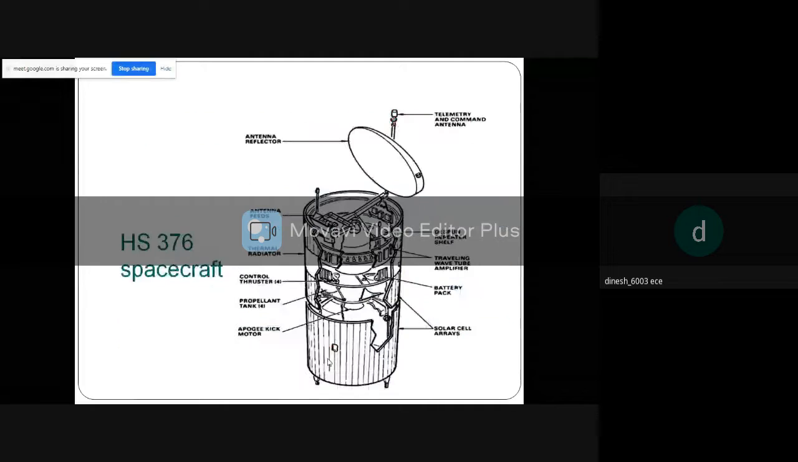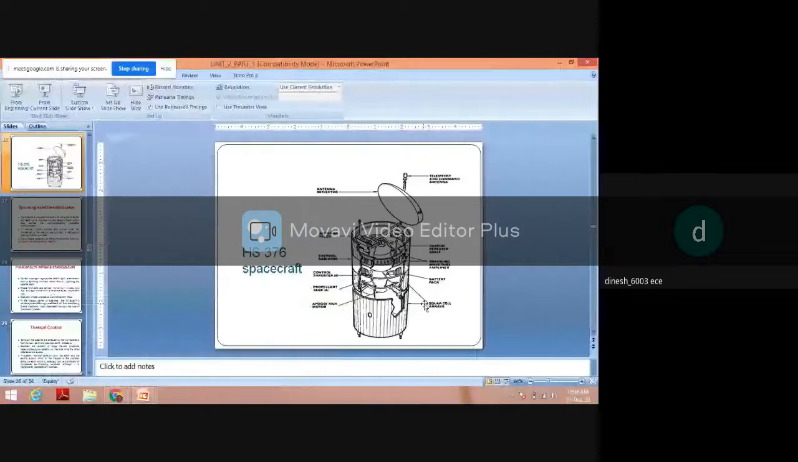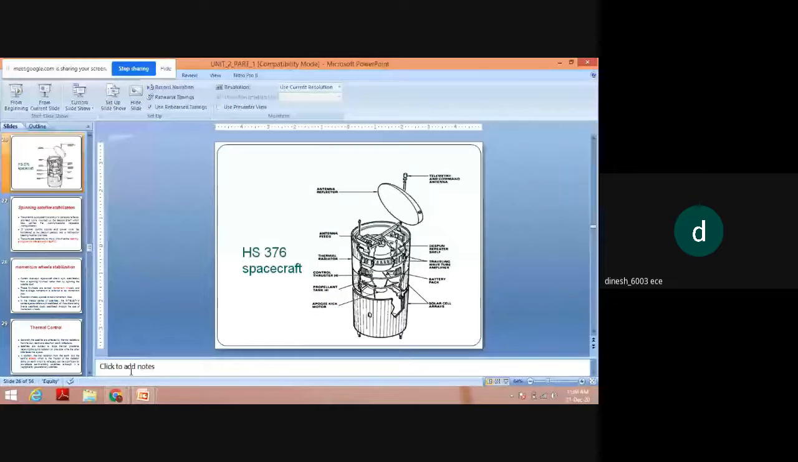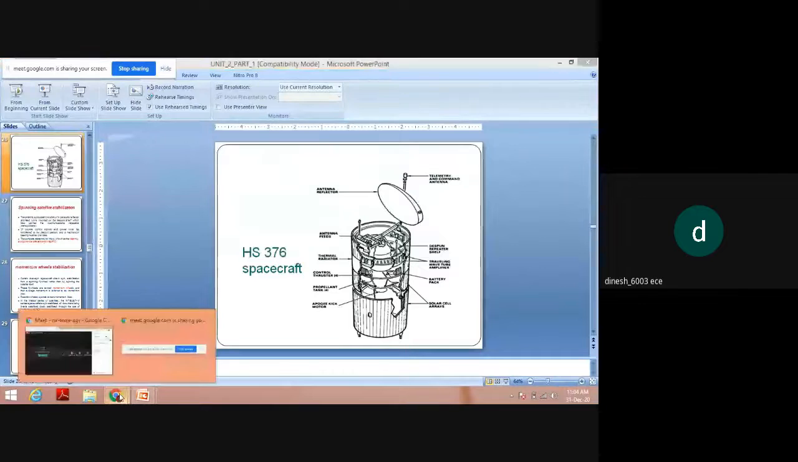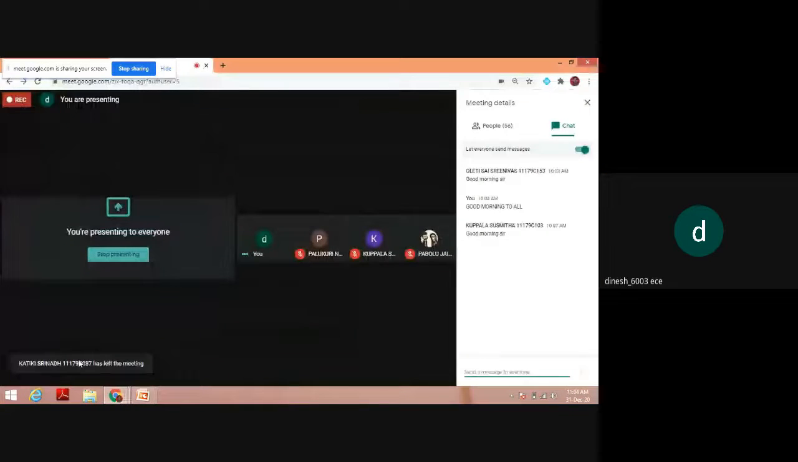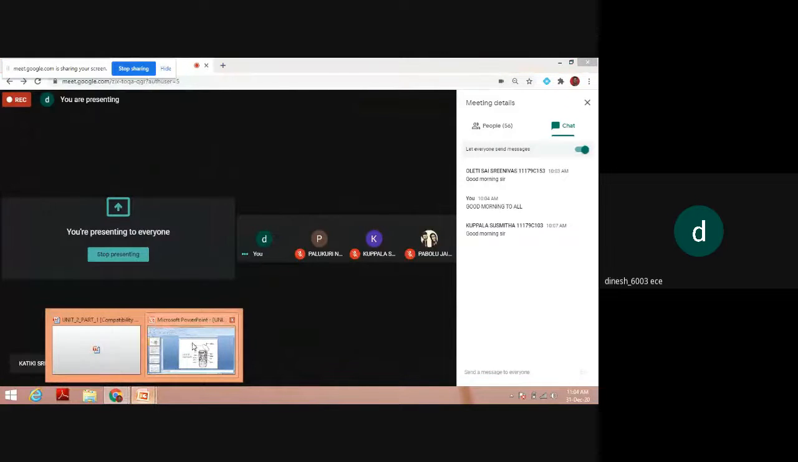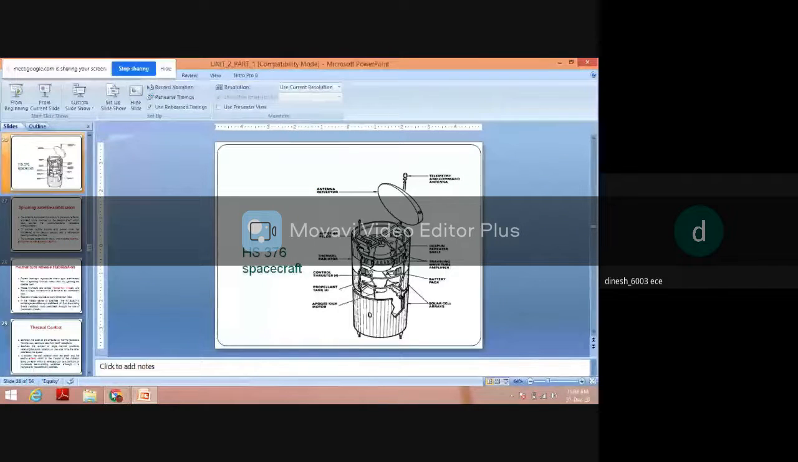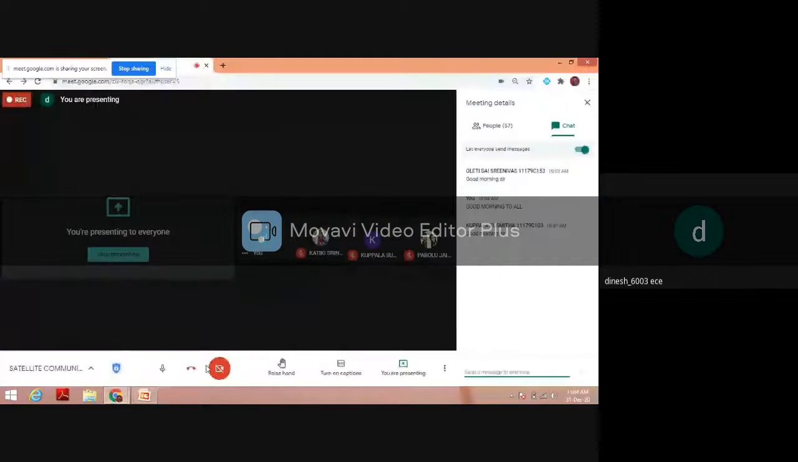So you can have a glimpse of this HS-376 spacecraft. Any queries, type in the chat box. If you have any queries, put them in the chat box. After some four or five minutes, we'll resume.